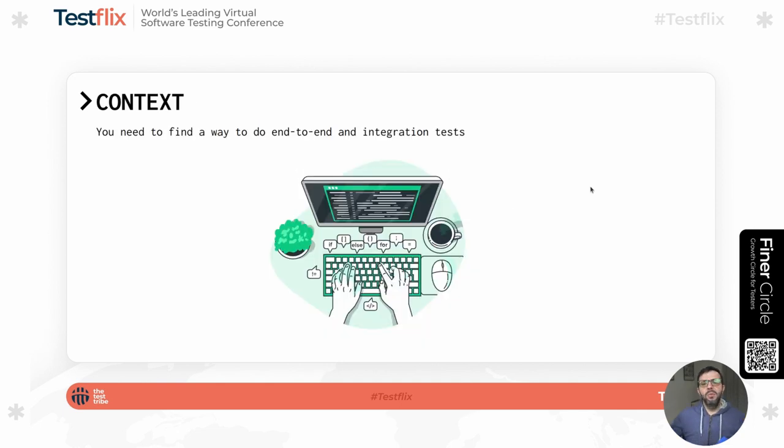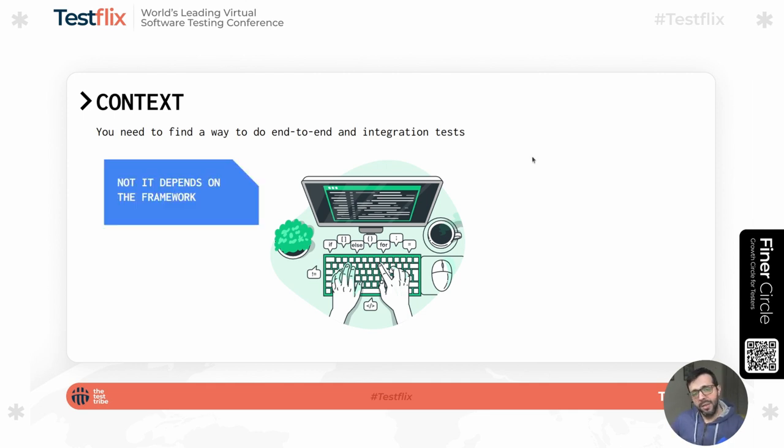Context of the situation. You need to find a way to create integration tests and end-to-end tests in a simple way. And you need to find a tool that does not depend on a specific framework, and is not connected with the tool that I use on my backend. So if you use Go, or Java with Spring Boot, or Quarkus, whichever of these libraries, I want to be agnostic to this decision.